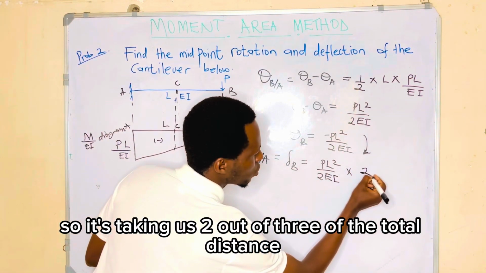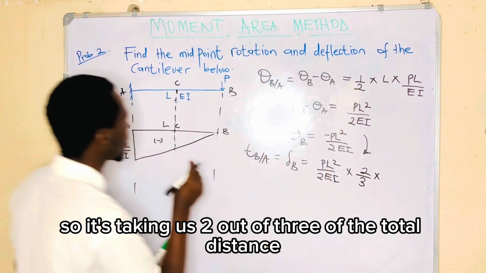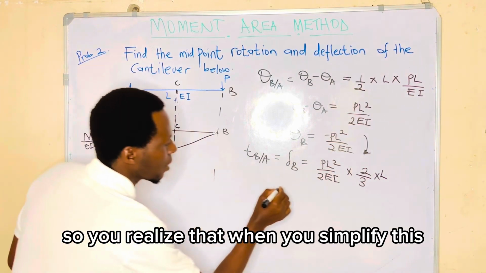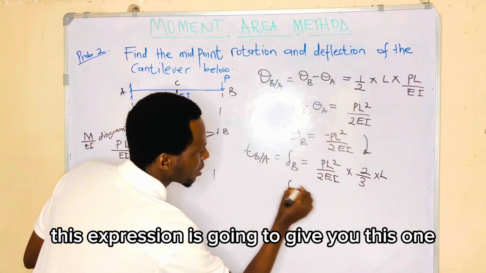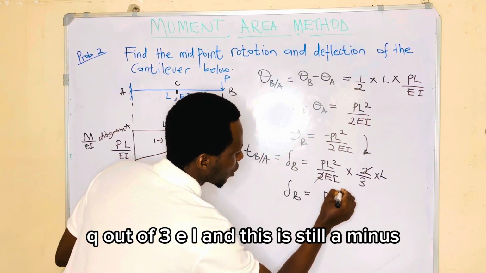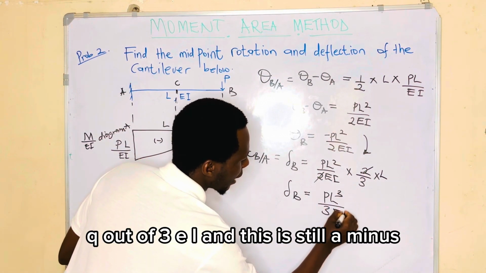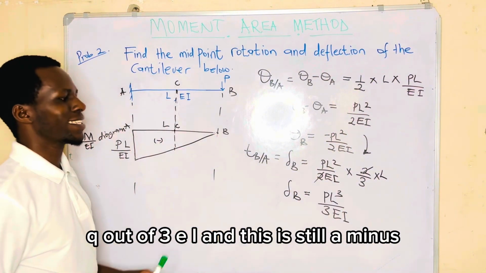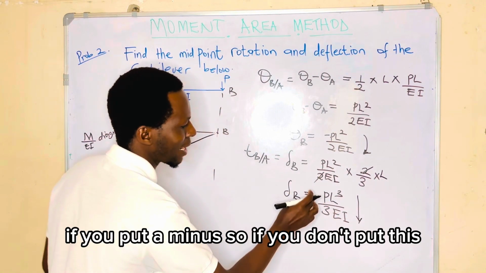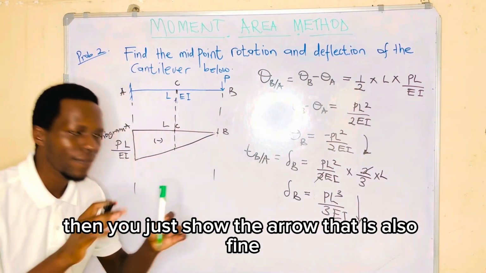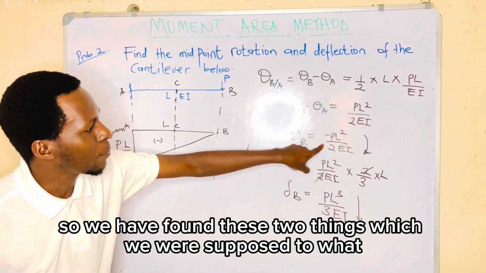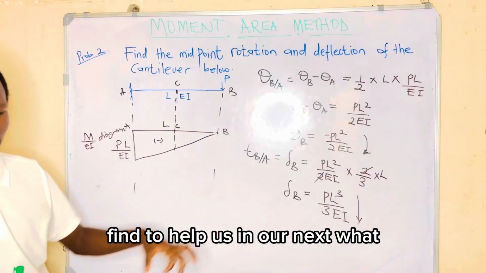So it's taken as 2 out of 3 of the total distance, where our total distance there is L. So you realize that when you simplify this expression, this one cancels this. So this is PL cubed out of 3EI. And this is still a minus, but since it's a deflection, minus means it is pointing downward like this if you put a minus. If you don't put this, then you just show the arrow. That is also fine. So we have found these two things, which we were supposed to find to help us in our next video.